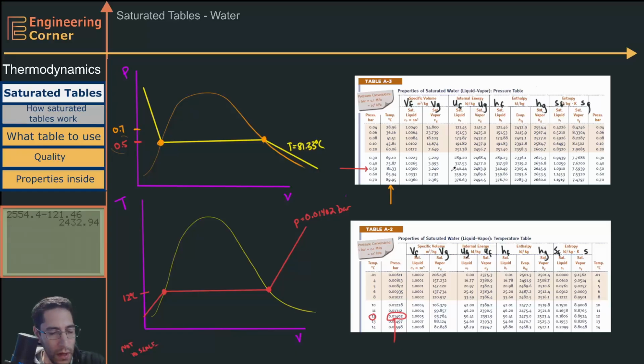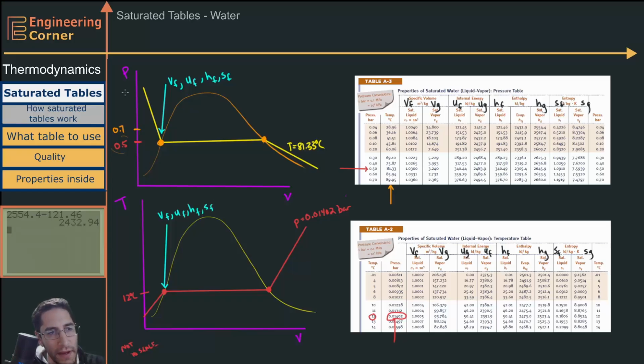So where do these correspond to? Well, anything that has an F to it is going to correspond to this point right here. So this is my specific volume as a saturated liquid, VF. This is my internal energy as a saturated liquid, UF. And this is my enthalpy as a saturated liquid, HF. We also have entropy. Down here, it's the exact same thing. So this would be VF, this would be UF, HF, and SF.